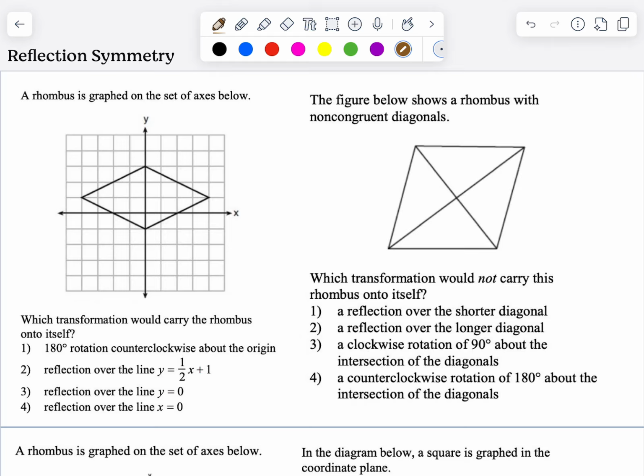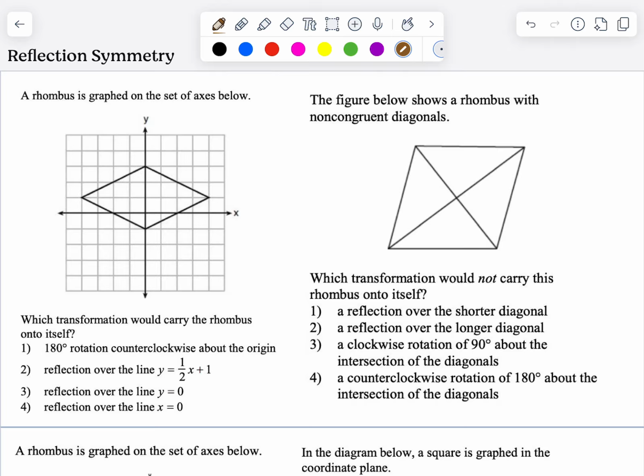In order for a reflection to map a figure onto itself, the line that you're reflecting over needs to be a line of symmetry. That means a line that divides the figure into 2 equal parts, 2 mirror images on either side of the line. In order for a rotation to map a figure onto itself, we need to be rotating around the center of the figure. So let's check out the answer choices one by one.